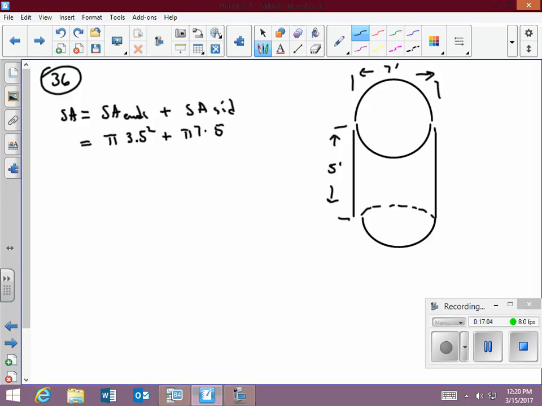And then what we have to do with this surface area once we calculate it is divide it by 10. That's going to be square feet in order to get the gallons. That should get us the gallons. So I don't have to put so much in, I could take the pi out.